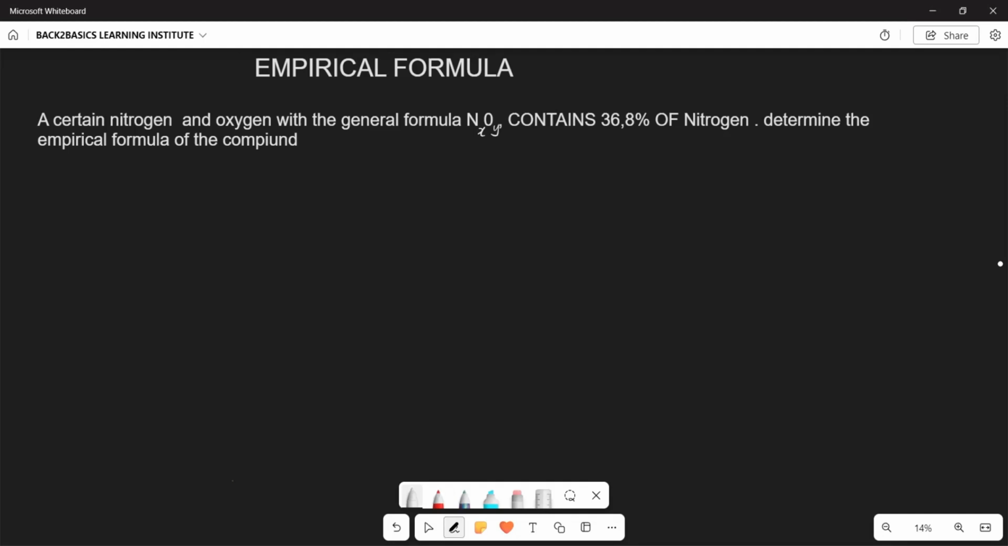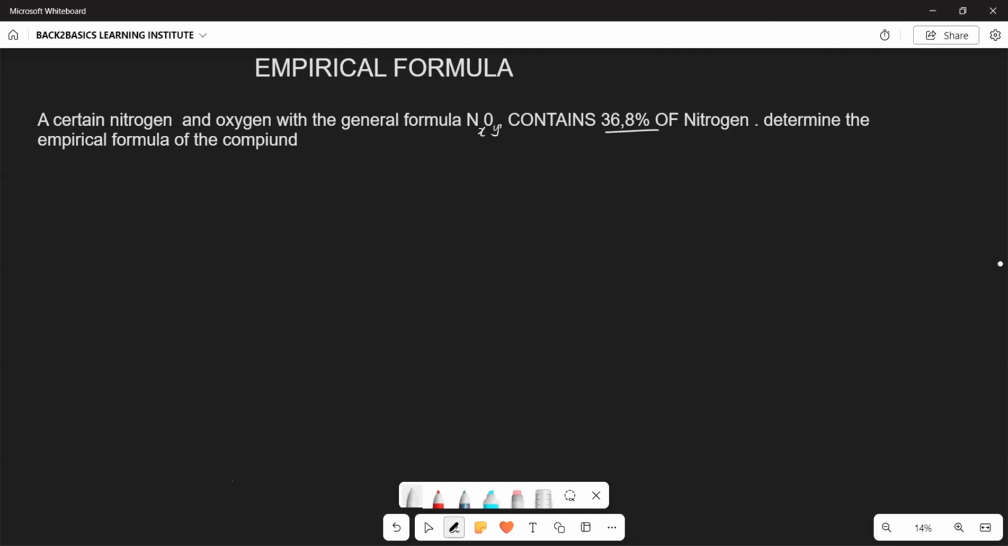They say a certain nitrogen and oxygen compound with the general formula N with X, and O with Y. Basically, the X and Y represent your unknown subscripts. Then it contains 36.8% of nitrogen. Determine the empirical formula.